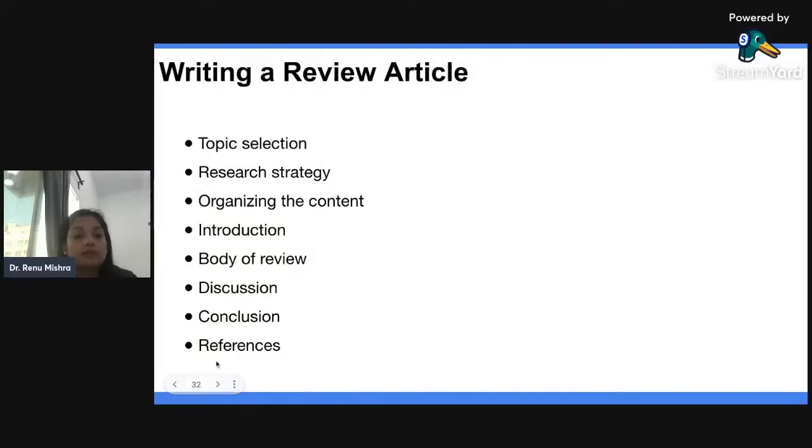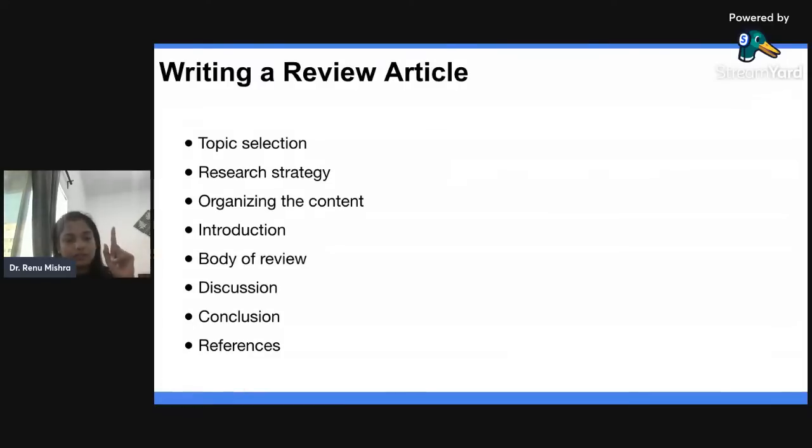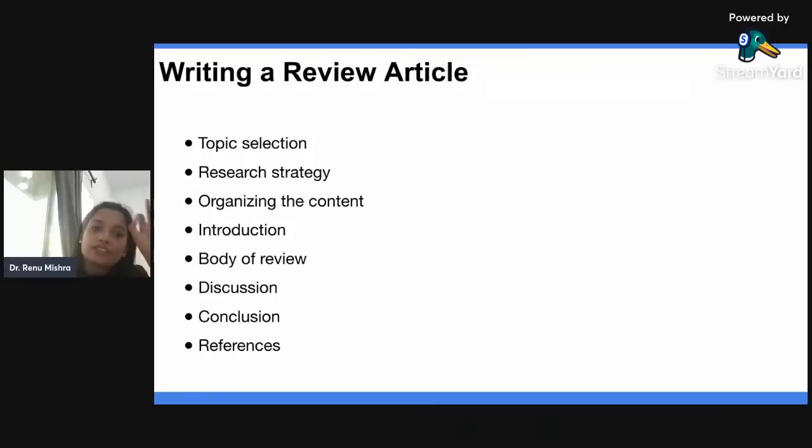Now comes the point where you need to write your review article. Topic selection is your main important aspect. A suggestion I'm giving you: if you are aiming for a particular journal, then write according to the theme of that journal, what kind of papers that journal generally publishes. It's not that you write anything and then say the journal is not accepting my paper.